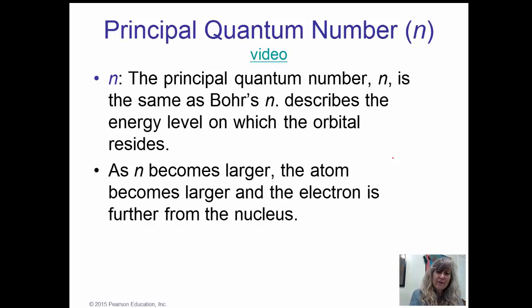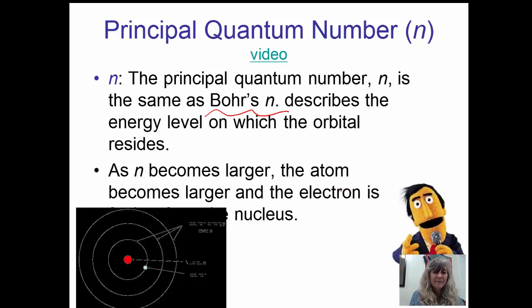Bohr calls those energy levels n, the principal quantum number. That's our first quantum number. That's as far as we got last year. But let's take it a step further. As n becomes larger, the atom becomes larger, and the electrons move away from the nucleus.